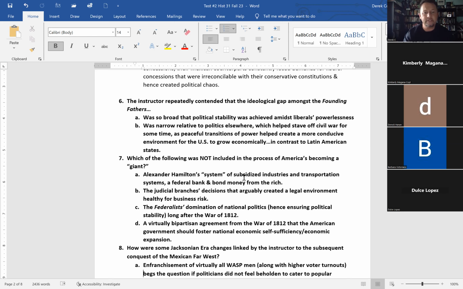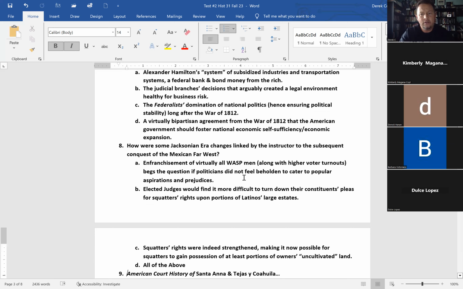Number 8. How were some Jacksonian era changes that were brought about during the 1830s, the late 1820s and the early 1830s, the time of Andrew Jackson, how did those changes adversely affect Hispanics when it comes to the American takeover? So you see here, enfranchisement, that just means inclusion into citizenship. Enfranchisement of virtually all WASP, white Anglo-Saxon Protestant men. And it begs the question if politicians did not feel beholden to cater to popular aspirations and prejudices. And you should have found that on number 1 of the antebellum westward expansion handout.